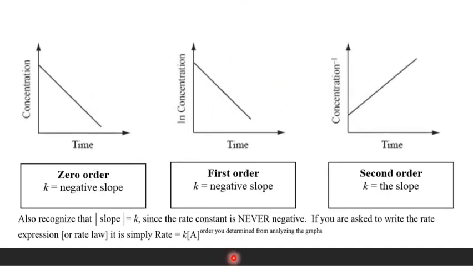When you plot the graph of concentration versus time, you will get a linear graph with a negative slope for the zero order. And if you plot a graph of natural log concentration over time for the first order, we are also going to get a negative slope graph. Whereas for the second order, when we plot the reciprocal of concentration versus time, we will get a linear graph with a positive slope.